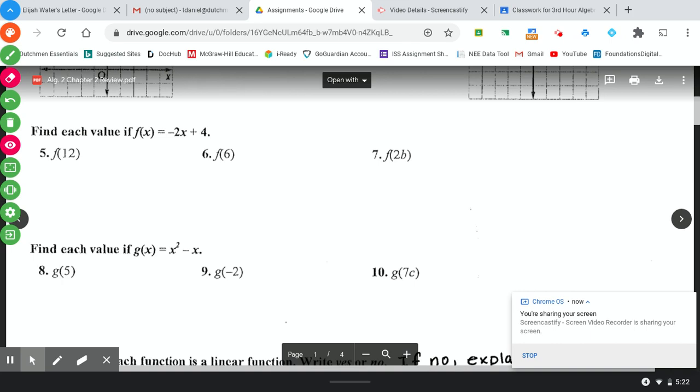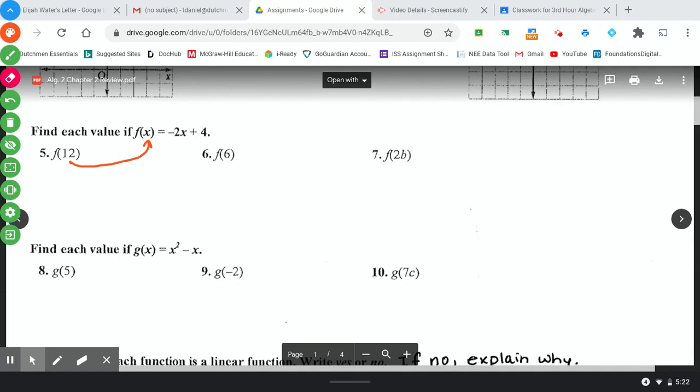Number 5. On these, what they want you to do is take this f of 12 and substitute the 12 in for the x in the f of x equation. Meaning wherever there's an x, you're going to put 12. So we're going to rewrite that f of x equation. Instead of f of x, we're going to have f of 12, and it equals negative 2 times 12 plus 4. Negative 2 times 12 is a negative 24, plus 4 equals a negative 20.